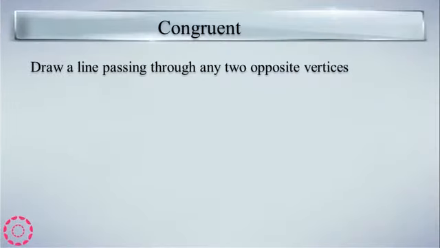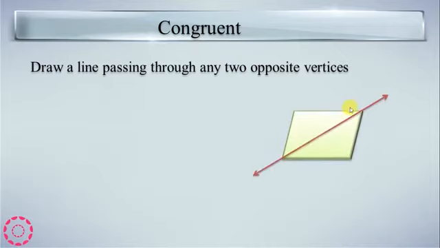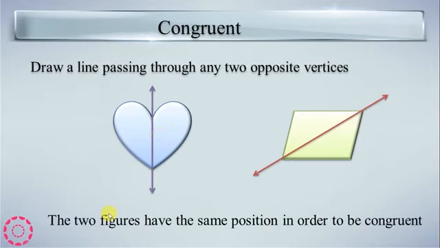Another congruent. Draw a line passing through any two opposite vertices. This is the paper. Draw a line here and in this heart. Draw a line. The two figures have the same opposite position in order to be congruent.